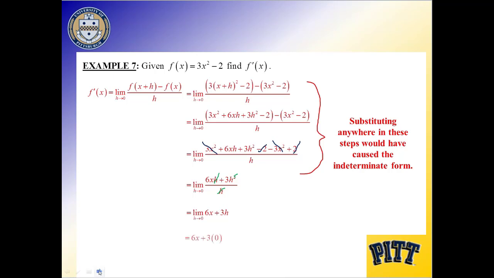What I'm going to do is replace the h with a 0. Notice I'm replacing only the h, not the x. h is being replaced by 0 and h only. Therefore, I get 6x plus 3 times 0, so the result of this is 6x.